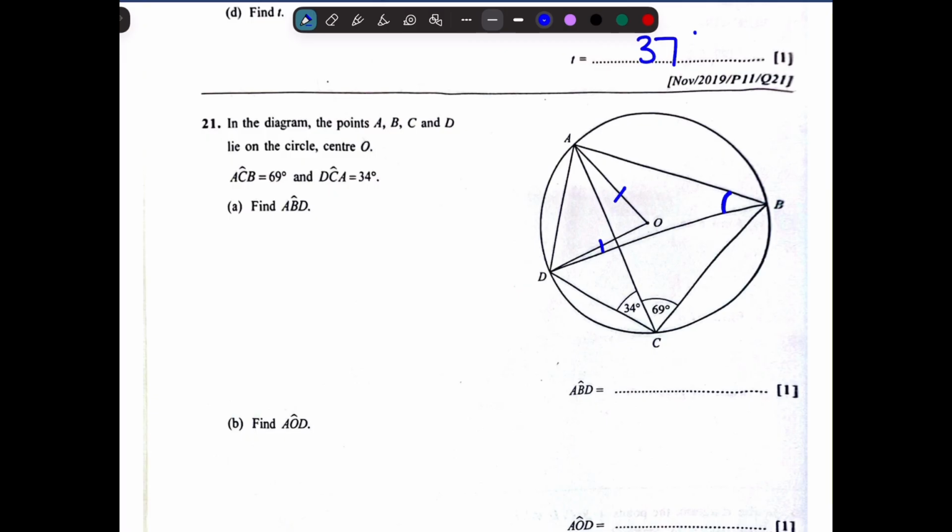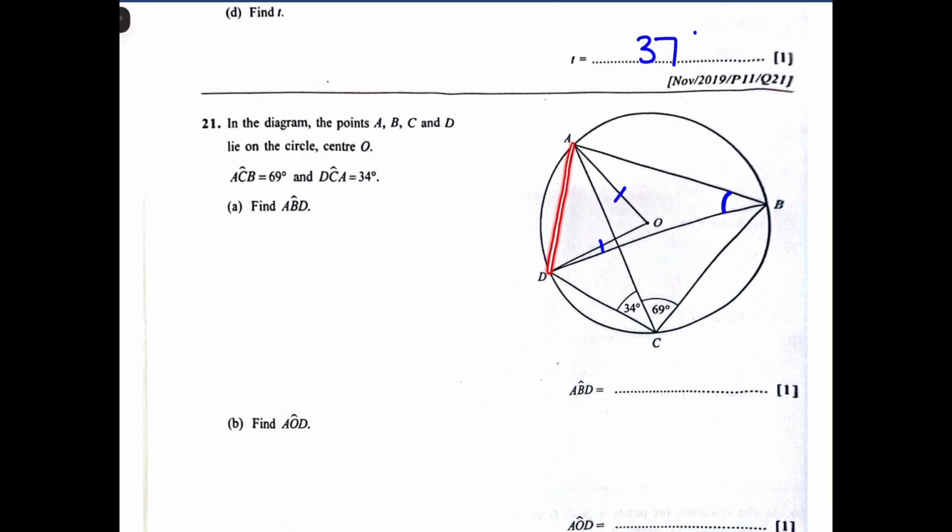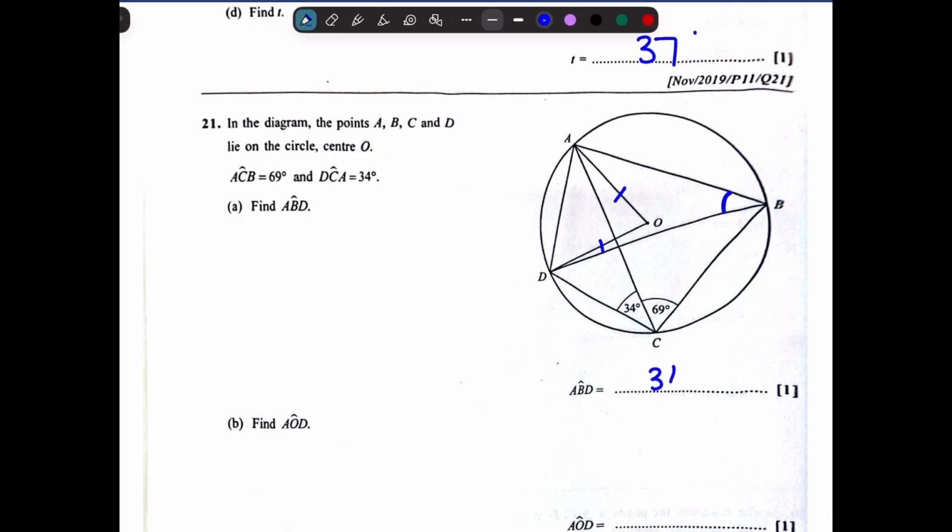I hope that you're now able to see how theorems are being applied. So look at the chord AD. It is making an angle of 34, and it is also making an angle at B. So this is going to be equal to 34. This is the chord. Angles in the same segment are equal. So this angle will be equal to this angle. Same segment. So angle ABD is going to be 34 degrees because angles in the same segment are equal.